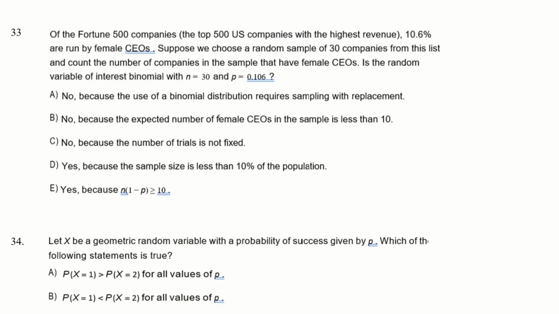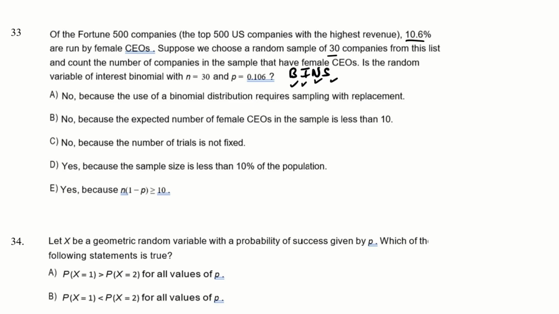Okay, so first off, does it satisfy BINS, right? Well, B: either they're female or not. I: each is independent of each other. N: the number of trials is 30 companies. S: the probability of success, in this case getting a female CEO, is 10.6%.